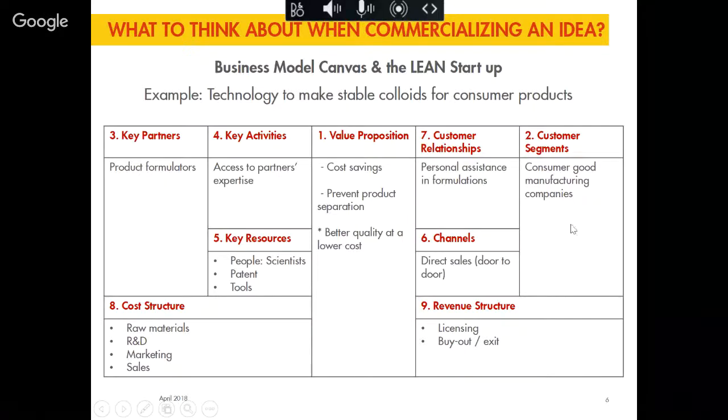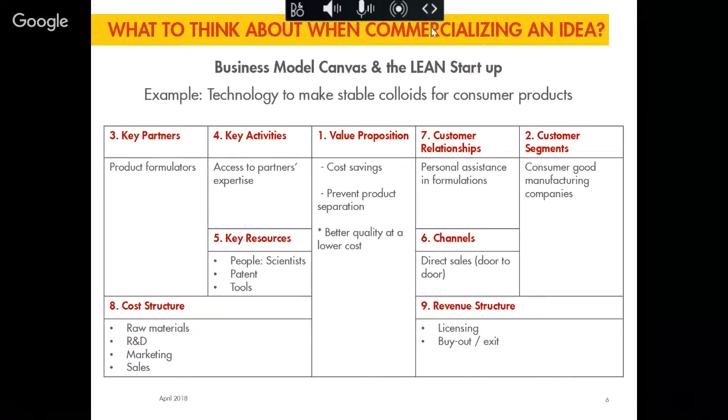The next step, from 1 to 2, is to identify your customer segments, so the sector that will actually use this technology. In my case, it was the consumer good manufacturing companies. Then we come to key partners. Key partners are other companies or entities that will work together with you in order to cater to the customer. In my case, it was the product formulators. So basically, I would work with other product formulation companies and access their skills and expertise and use their resources, scientists, maybe patent technologies, or maybe even tools to actually get to my customer base.